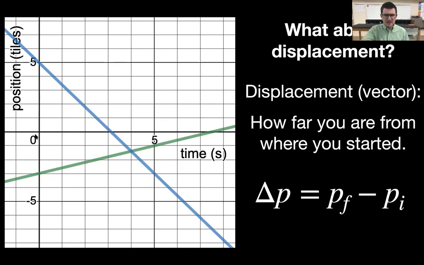Let's try a different one. Let's go from 0 to 5 seconds for this green line. So it starts at -3 and then moves up to -1. So we can see just pretty easily it has a displacement of 1, 2. So this counting bumps method works because our scale is only 1 tile at a time. But if the scale is different, we're going to probably want to use the equation. So final position is -1 minus the initial position is -3. -1 minus -3 is going to be +2, and that gives us the displacement.